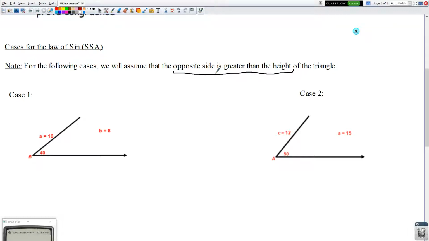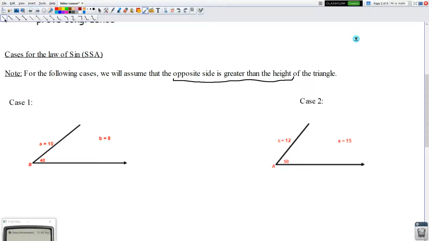If you've been given a triangle, you find the height of that triangle. And if the opposite side is less than that height, then you will not have a triangle overall. So in order to avoid that situation, we're going to assume that for these cases, the opposite side is greater than the height. So with that said, let's take a look at case number one.